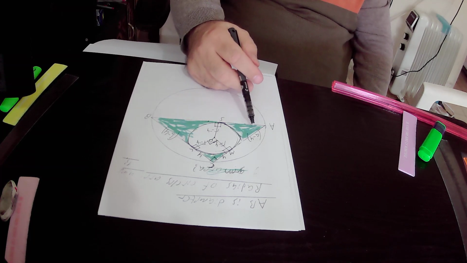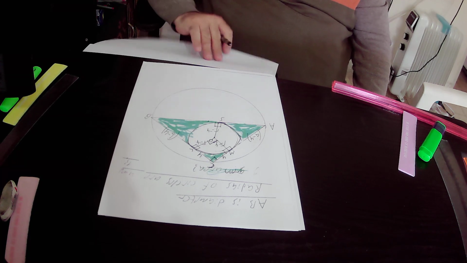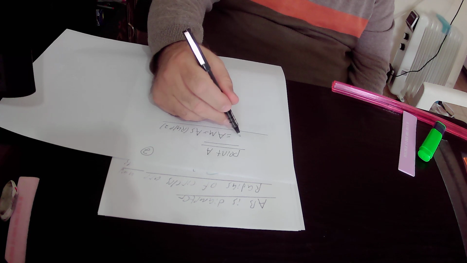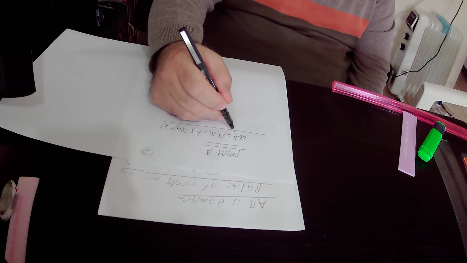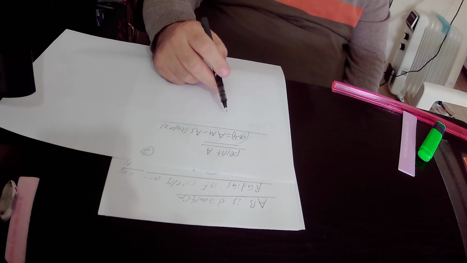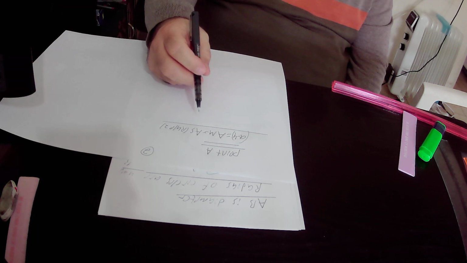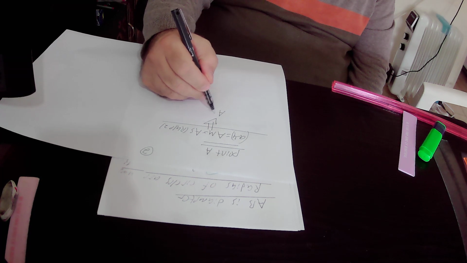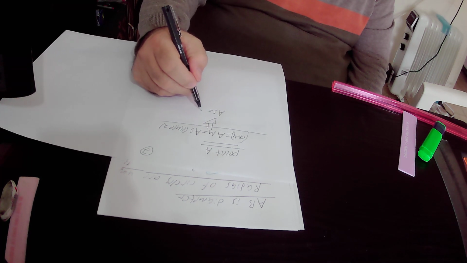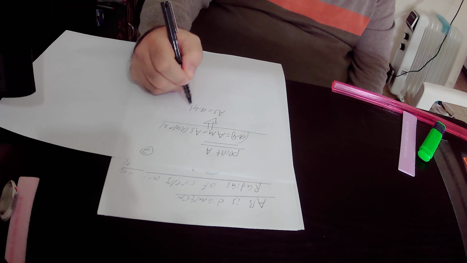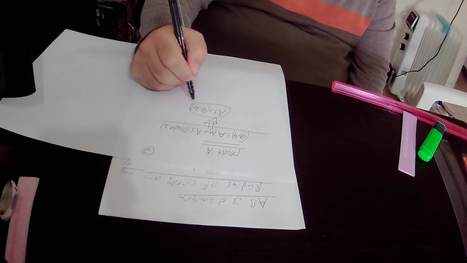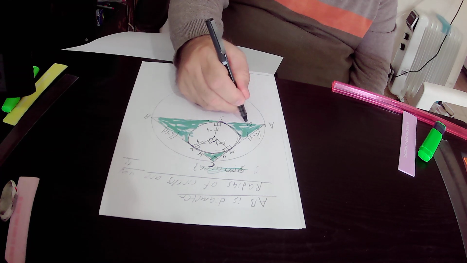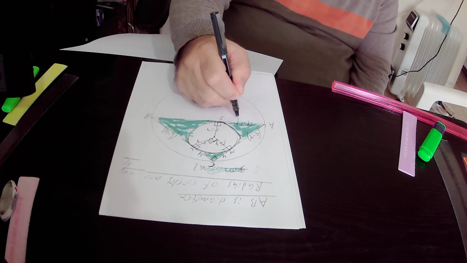But we have already found out that AM equals A minus 4. So you can write here that AM equals A minus 4. And from this equation, A minus 4 equals AM equals AS, we will derive that AS is also equal to A minus 4. So we can write here that AS equals A minus 4.